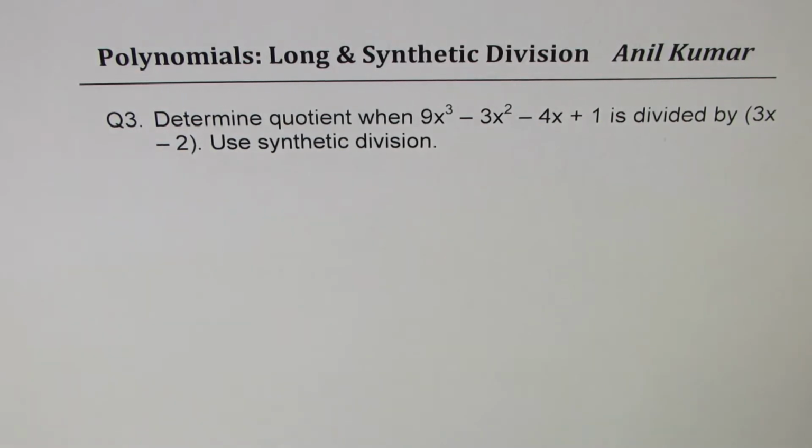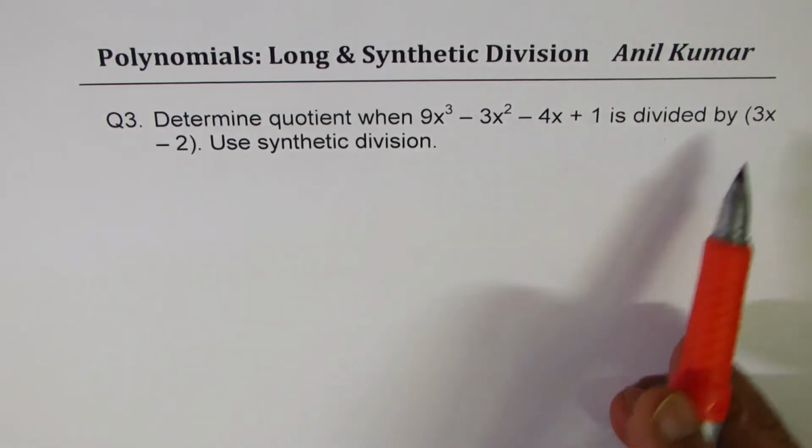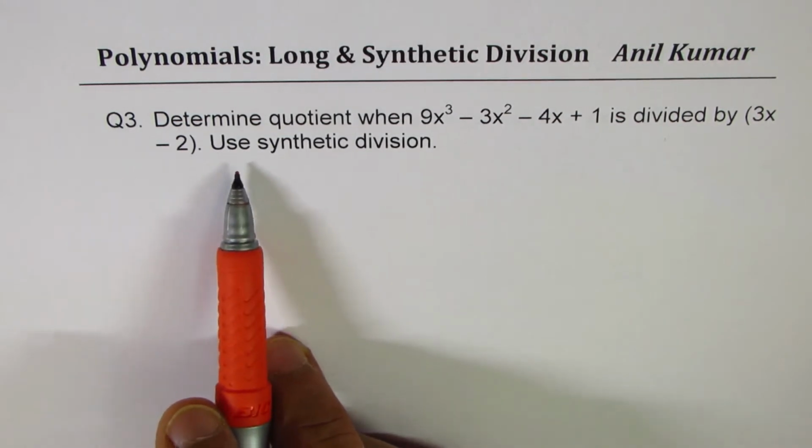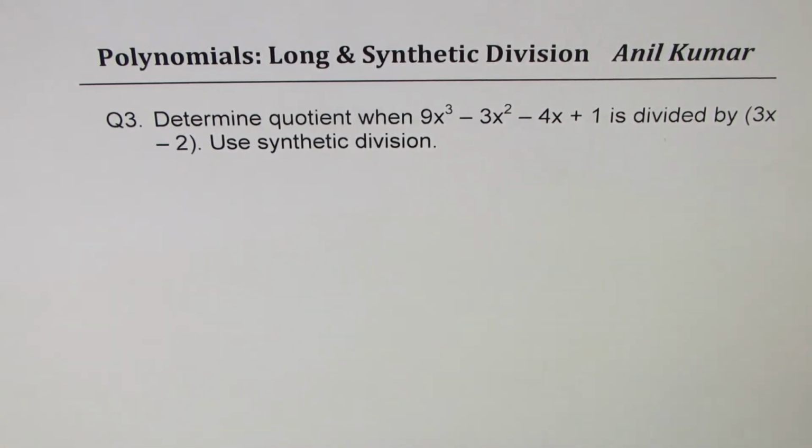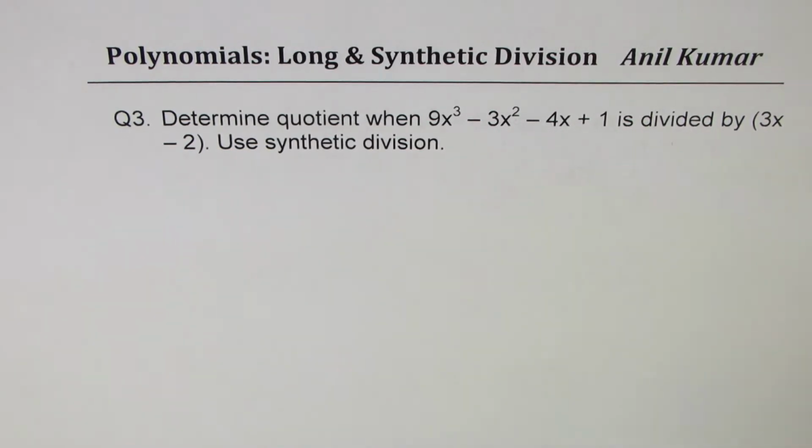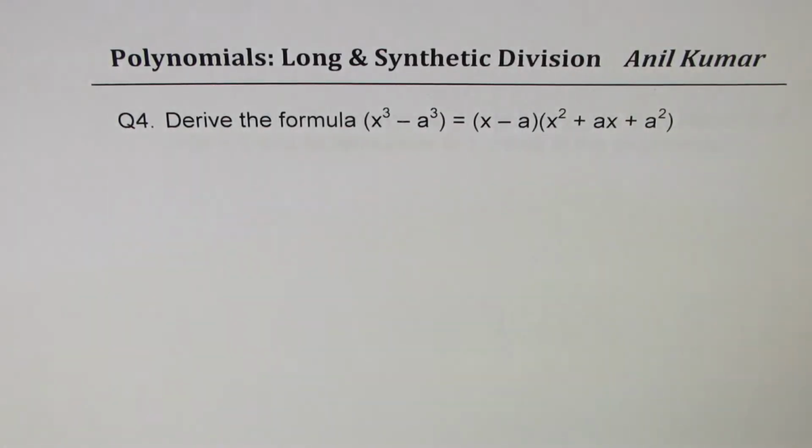Question number 3 is determine quotient when 9x cubed minus 3x squared minus 4x plus 1 is divided by 3x minus 2. Use synthetic division. Question number 4. Derive the formula x cubed minus a cubed equals x minus a times x squared plus ax plus a squared. Now, in the next chapter, we are going to do factoring and factor theorem. So this will be handy in factoring difference of cubes.